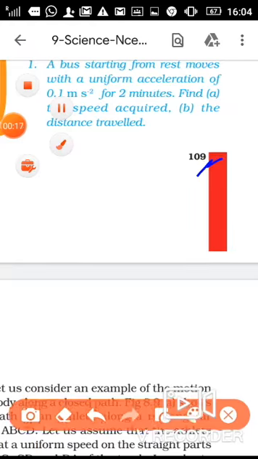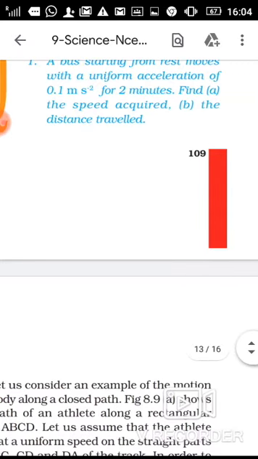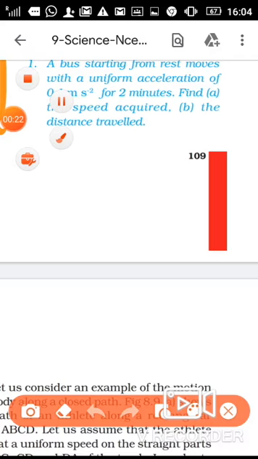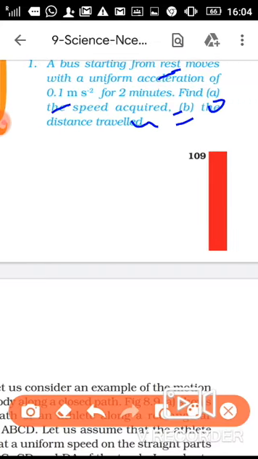Okay, I'll start. A bus is starting from rest. It means u is equal to 0. It moves with a uniform acceleration, that is 0.1 meter per second square, and time is 2 minutes. So u is 0, time is 2 minutes, and acceleration is 0.1 meter per second square. Then you have to find the distance s.